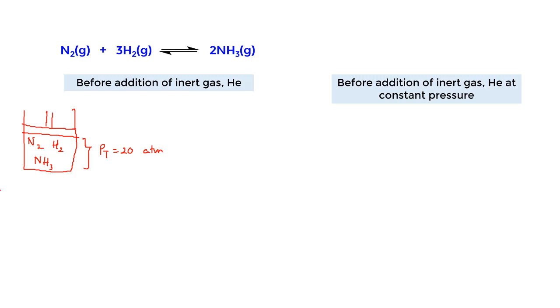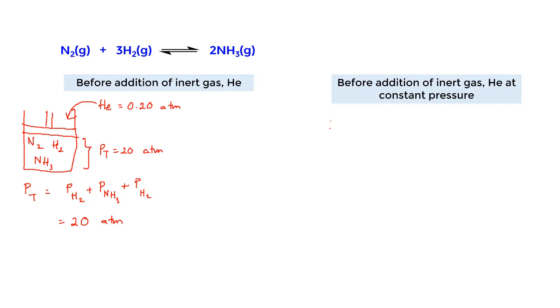Okey, maksudnya macam mana saya nak kira P total? P total sama dengan partial pressure of nitrogen tambah partial pressure of hydrogen tambah partial pressure of ammonia, gas yang dalam sistem tu. Sama dengan 20 atm. Sekarang saya ganggu sistem itu dengan saya menambahkan helium. Okay, let's say helium tu pressure dia 0.2 atm.